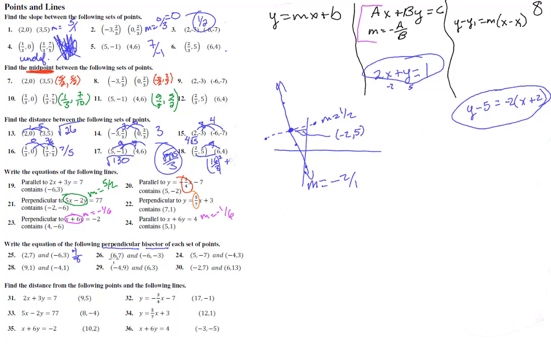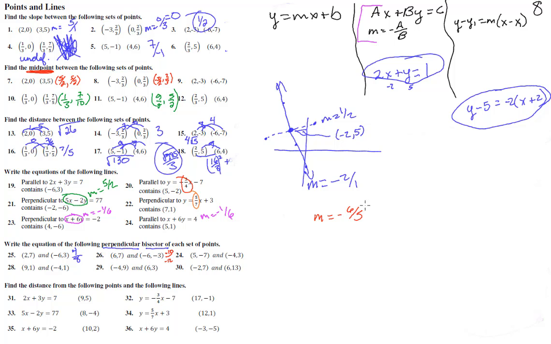Number 26. So we've got to find the perpendicular. So first we've got to find the slope. So negative 3 minus 7 is negative 10. Negative 6 minus 6, that's negative 12. So the slope between these 2 points is positive 5/6. So we want the slope to be negative 6/5. That's the perpendicular slope. Then we've got to find the midpoint between these two.